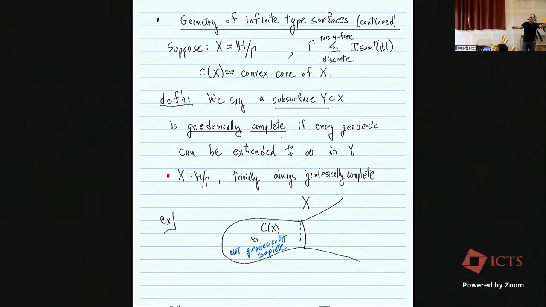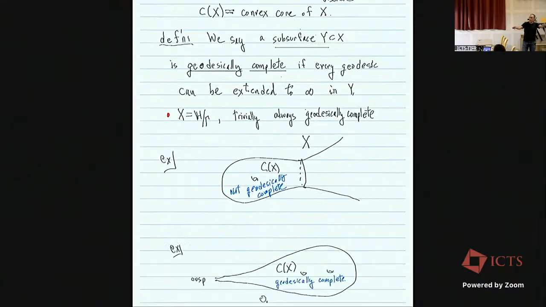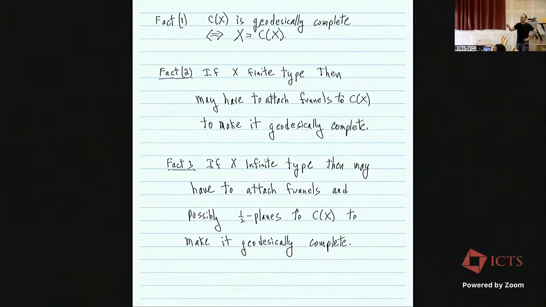So here's an example that's not geodesically complete. The only way the convex core can be geodesically complete is if it is the whole space, so it has all of the funnels and whatever other pieces had to be attached, the half planes, if it's infinite type. That was fact one. Fact two is if X has finite type, this is just a reminder, you might have to attach funnels to the convex core to get something geodesically complete.